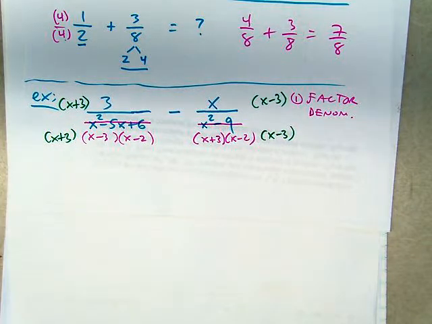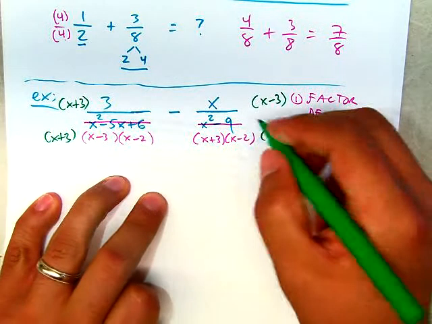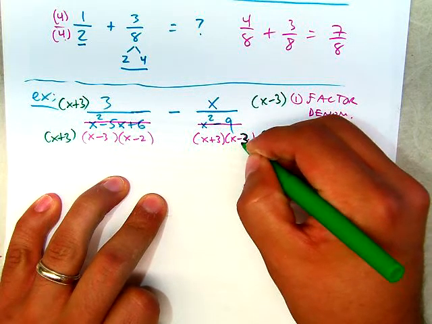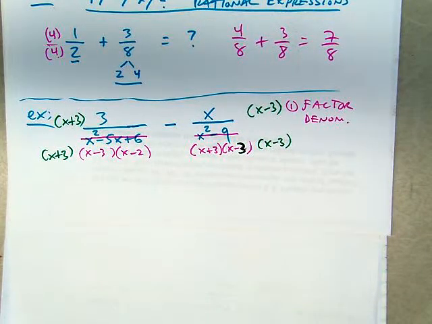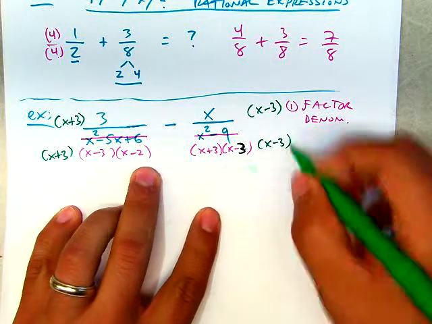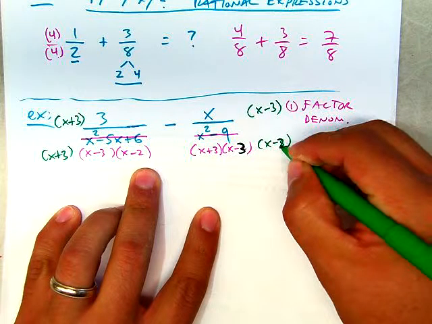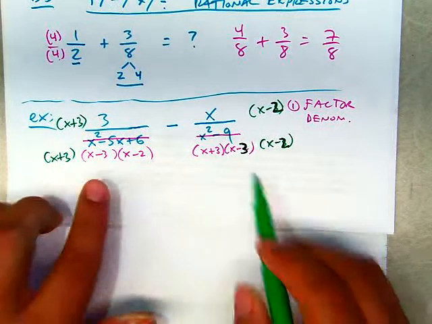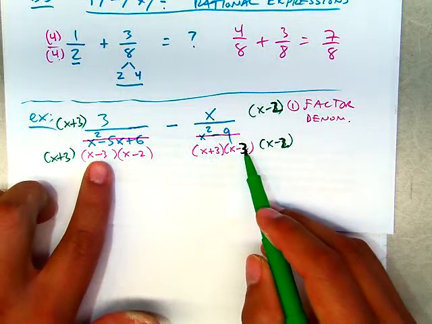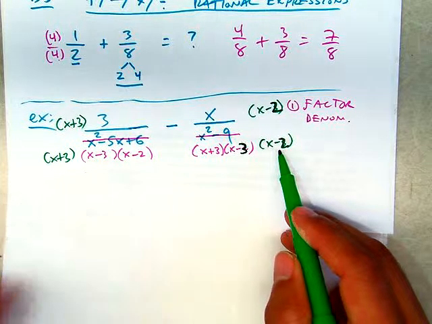Maybe x plus 3, x minus 3. Oh, whoops. You guys said that, didn't you? I said minus 3. I don't know why I wrote minus 2. Okay, so that changes things. Thank you. So this needs an x minus 2, right? Because x minus 3 was already part of both denominators, and we're missing x minus 2. Thank you.